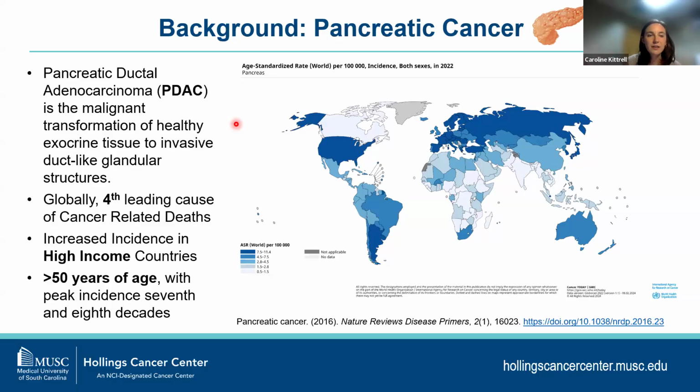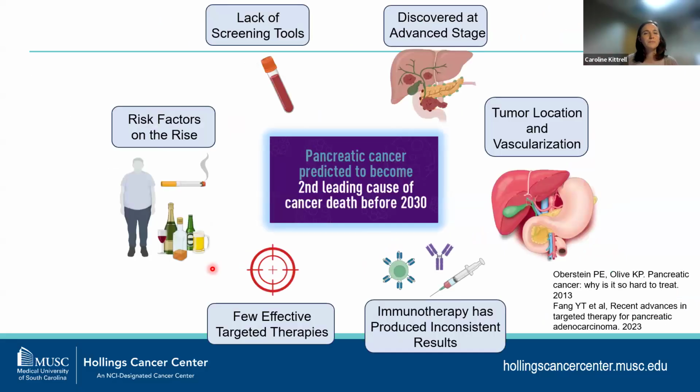But this is currently the 4th leading cause of cancer-related deaths globally. And you can see, as denoted by the darker blue, it's higher incidence rates in higher income countries like the US, Western Europe, some in Russia and Argentina, and a little bit in Australia. Most patients who are diagnosed with pancreatic cancer, it occurs in the 7th and 8th decades, but mostly in people who are older than 50 years of age.